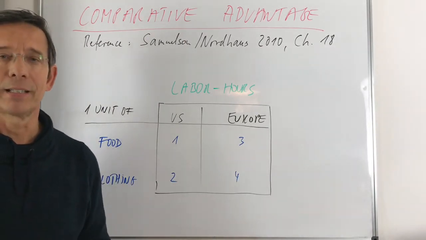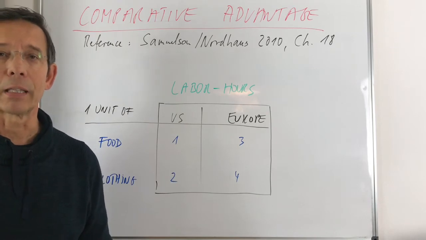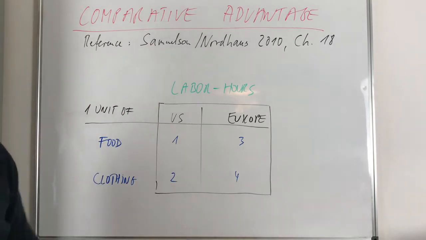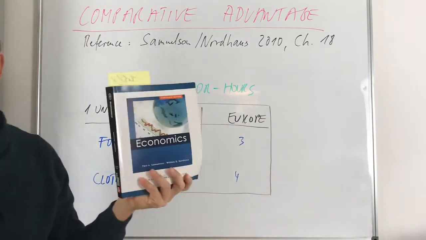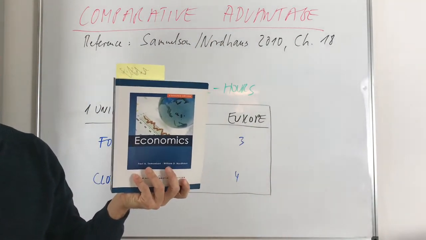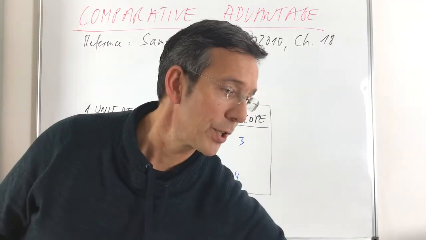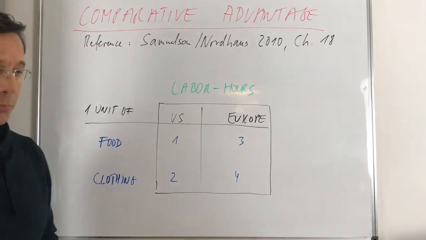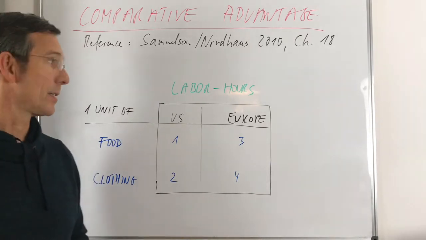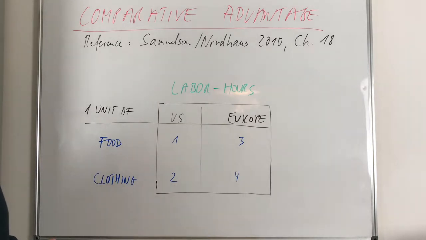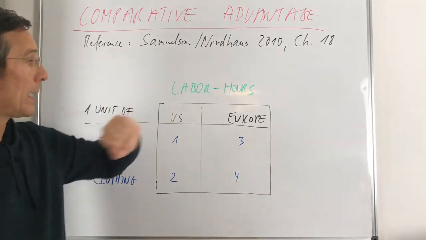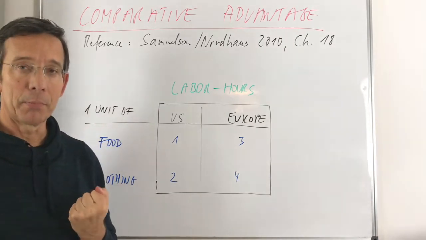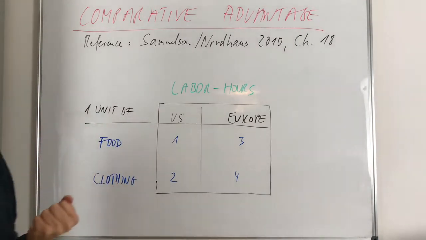And the best number example I found in the literature, I found here in Samuelson Nordhaus, which is a really nice textbook. 2010 was the latest edition. Nevertheless, it's a well-established textbook. 19 editions were published. So Samuelson Nordhaus, chapter 18, if you want to read that. I simplified the example a little bit, but here you can find the idea of comparative advantage.